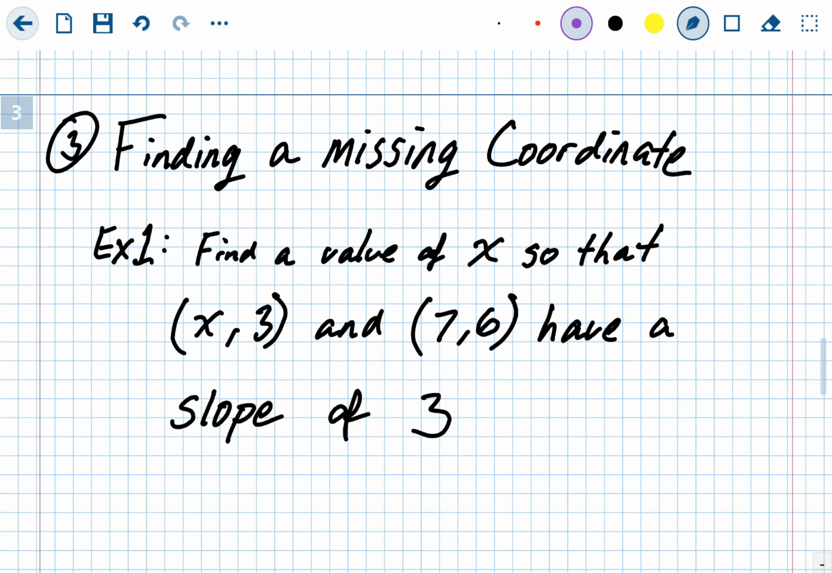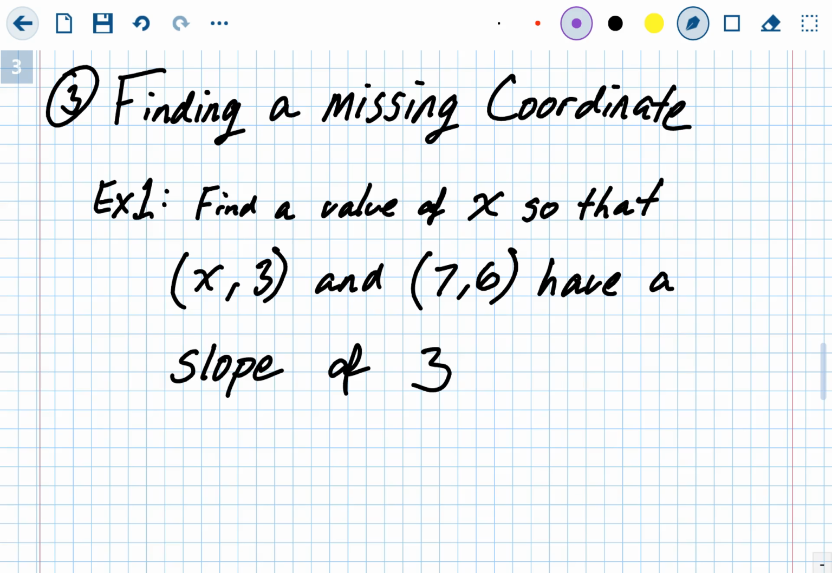The last type of problem we're going to talk about is finding a missing coordinate. These are my favorite types of problems with the slope formula. Okay. So this problem says find a value of x so that the ordered pair x, 3 and 7, 6 have a slope of 3. Okay. So usually we're using the slope formula to find slope. This time we're going to use the slope formula to find a missing coordinate.